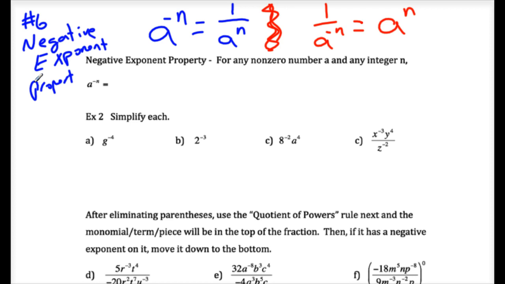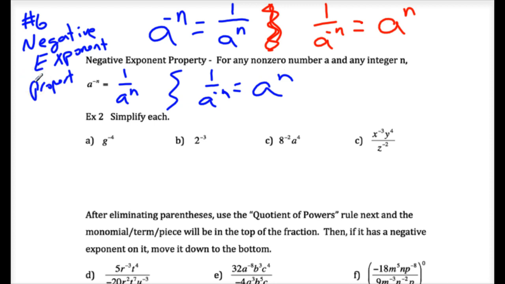All right. So writing it again, a to the negative n equals 1 over a to the nth, and conversely, 1 over a to the negative n equals a to the n. Gotta know these rules.